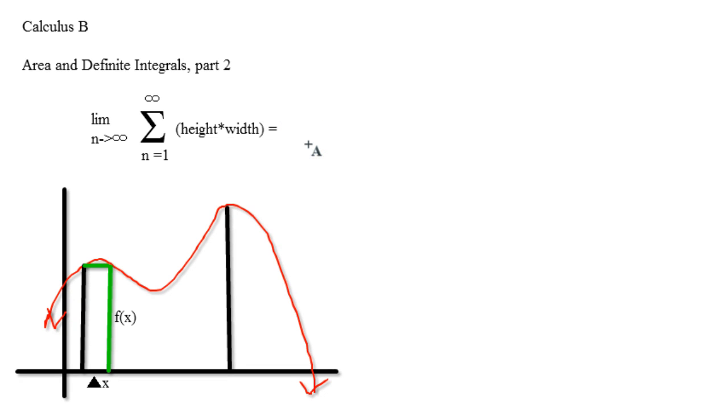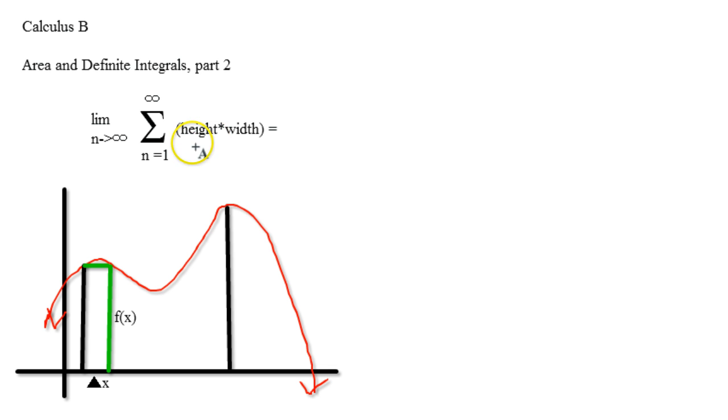Alright, so this is part 2 of area and definite integrals. Basically we talked about the number of rectangles as they get larger and larger. We can actually get closer and closer to the approximation of what's underneath the actual curve. What we're going to be talking about is the limit as n approaches infinity. In other words, as we get to an infinite amount of rectangles, what are we actually getting to? We're approaching the area under the actual curve.